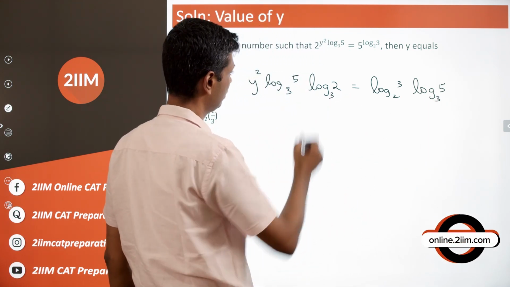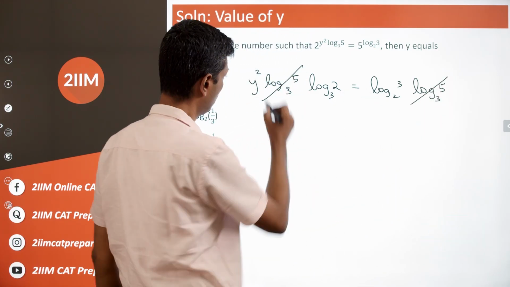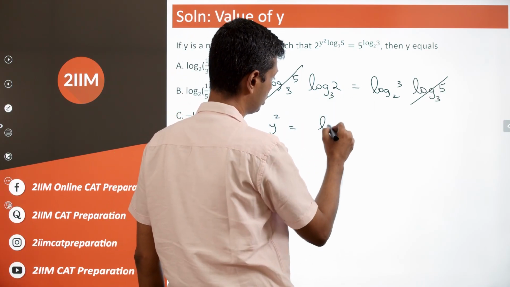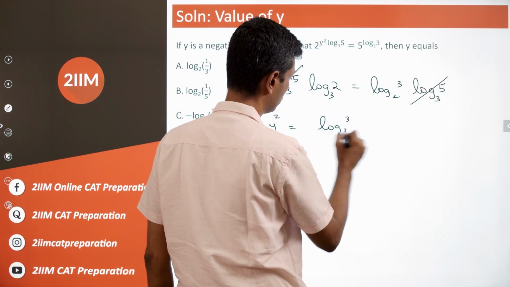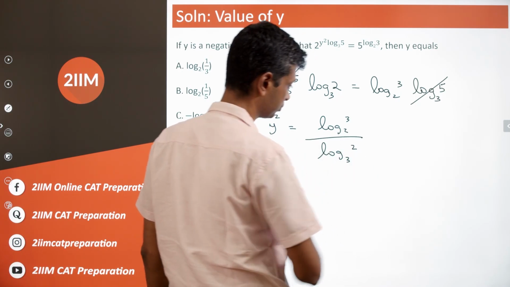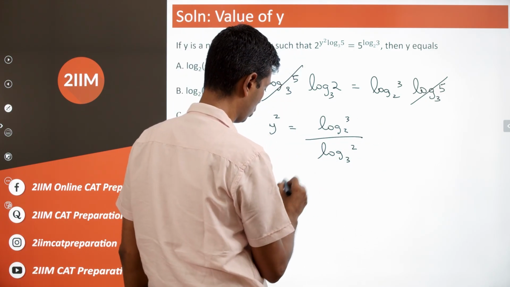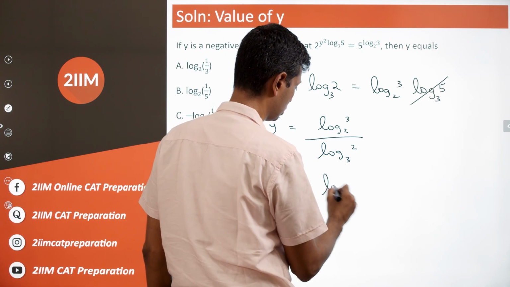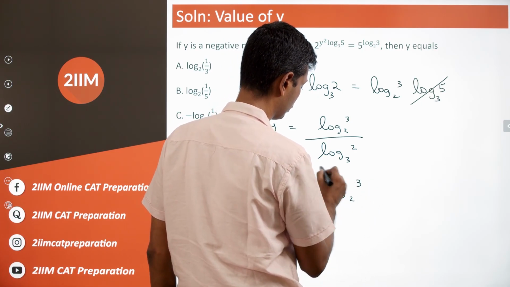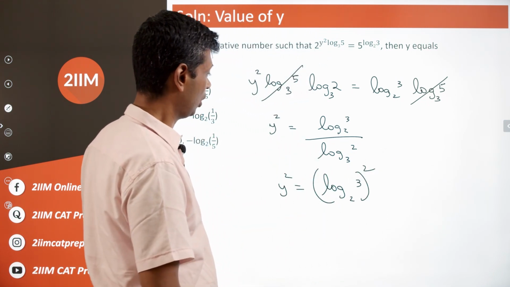If we do that, then this log 5 to the base 3, this log 5 to the base 3, these two get cancelled. So we have y square equal to log 3 to the base 2 by log 2 to the base 3. Log 2 to the base 3 is 1 by log 3 to the base 2. So this is nothing but y square equals log 3 to the base 2 whole square, or y should be log 3 to the base 2.